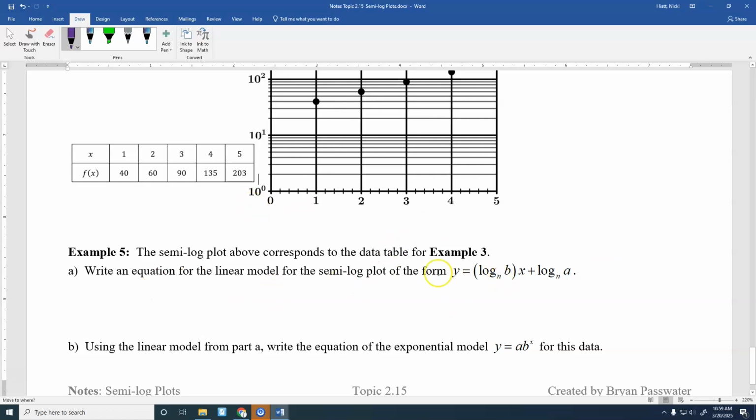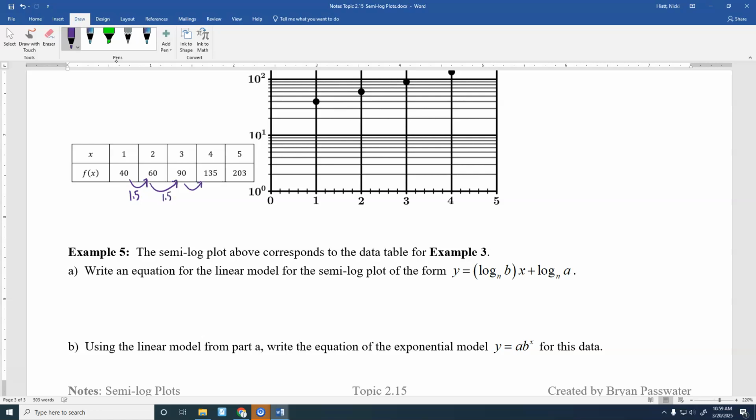In this case, we're supposed to write this in the form log base n of b plus log base n of a. And if I look at my graph, I'm going to think about making this an exponential first if I look at my table. So if I go from 40 to 60 and then 60 to 90, what am I multiplying by? It's definitely not 2. So 40 times 1.5 would be 60. 60 times 1.5 would be 90.